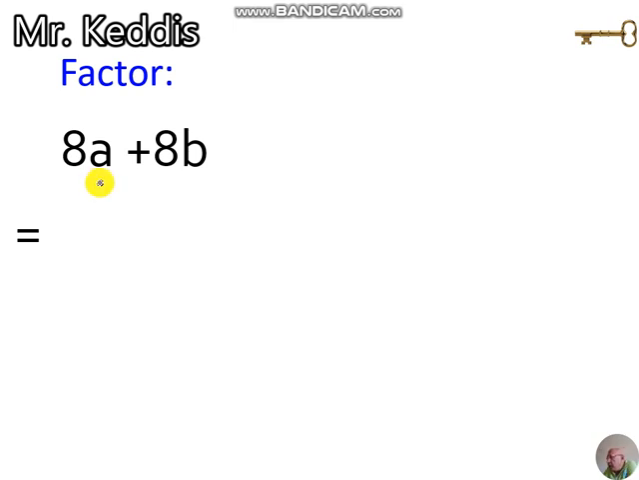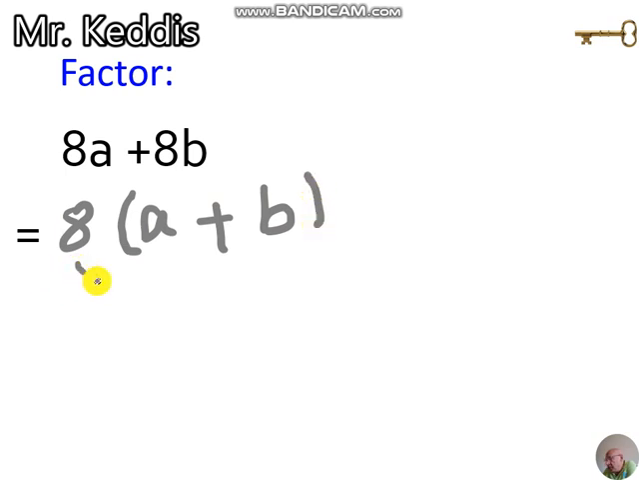To factor 8a plus 8b, the common factor is 8 here, and here is a plus b. When you multiply 8 times a, I get the first term. When you multiply 8 times b, I get the second term.